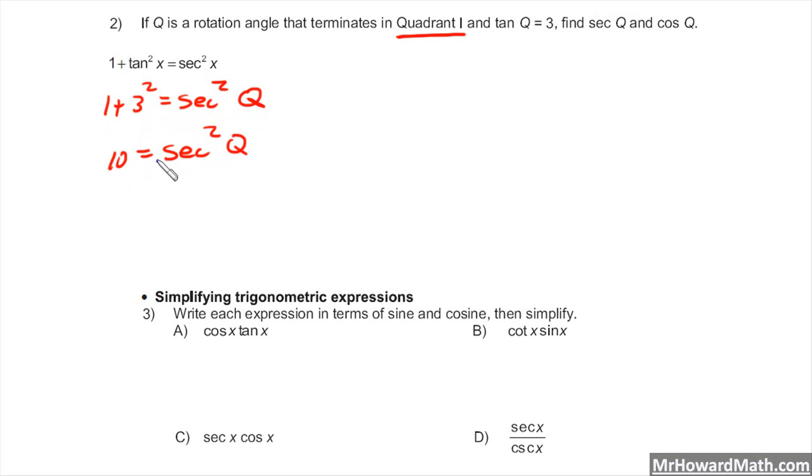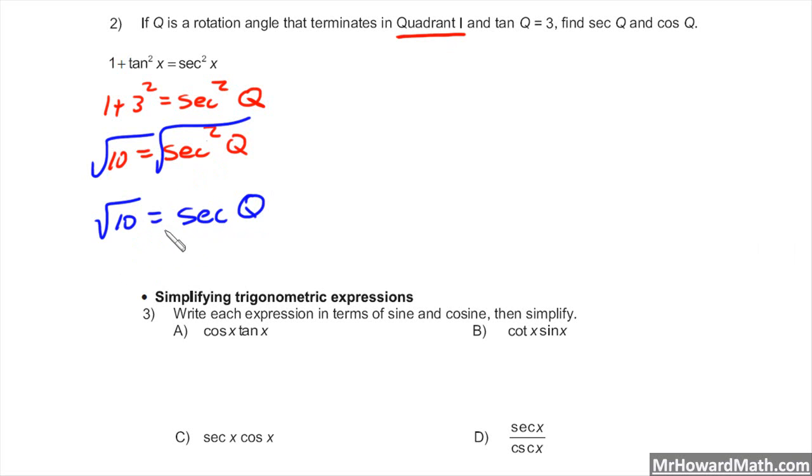So to find secant Q, we need to square root both sides. So we get the square root of 10 is equal to secant of Q. The squared falls away when I square root it. And it would be plus or minus, but we're in the first quadrant, so all the values are positive. So square root of 10 is the answer there.